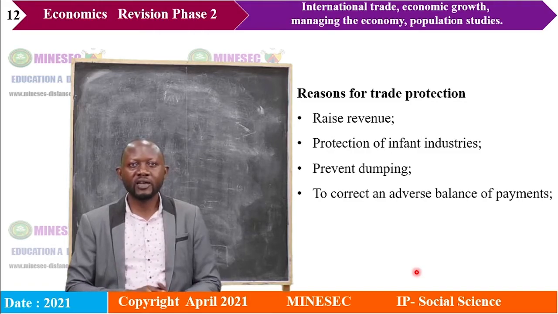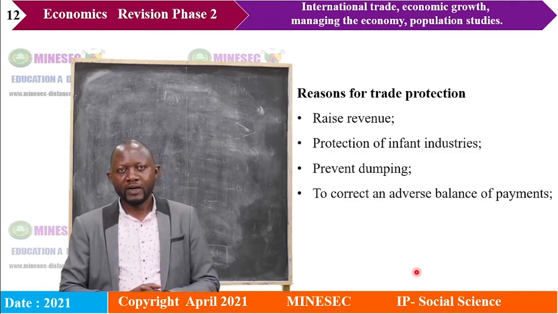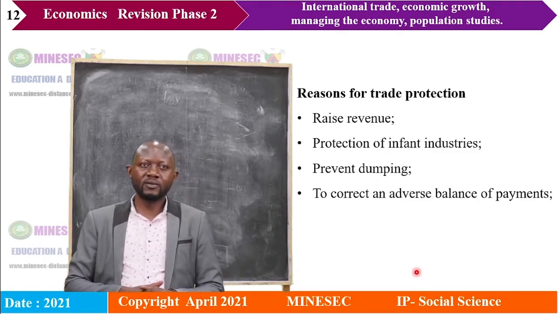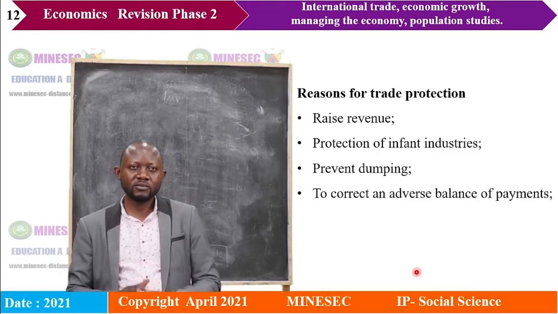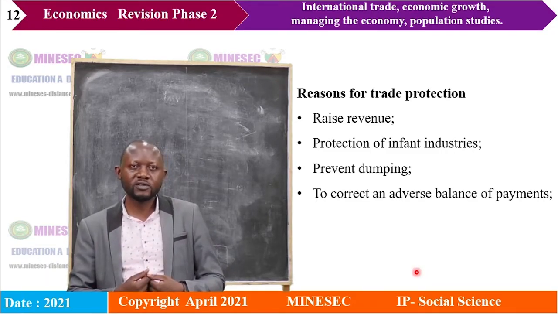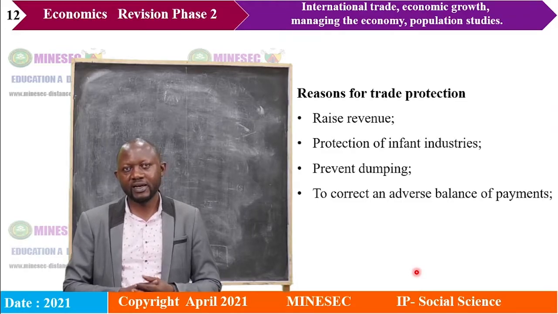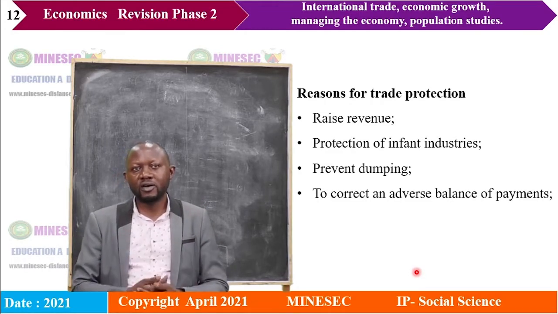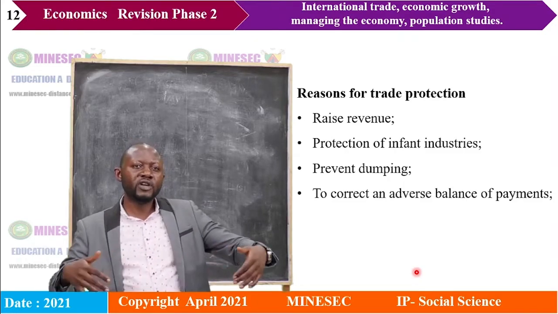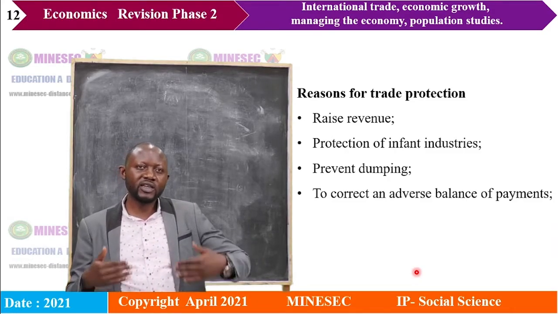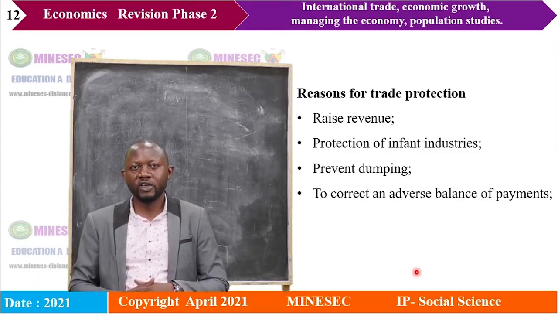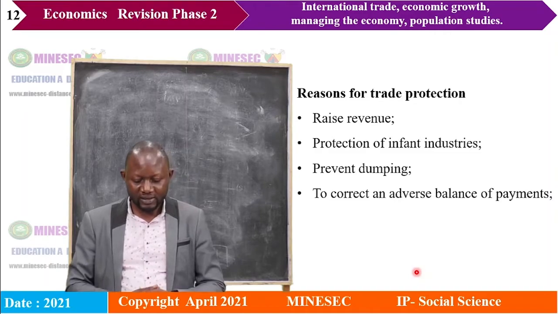To correct an adverse balance of payments. An adverse balance of payments is a balance of payments deficit. One of the ways through which we have a balance of payments deficit is when we tend to over-import and export less, meaning that the outflow of currency is more than the inflow. So if the government is able to restrict the amount of imports, that is going to help solve the situation, preventing more imports and less outflow of currency.